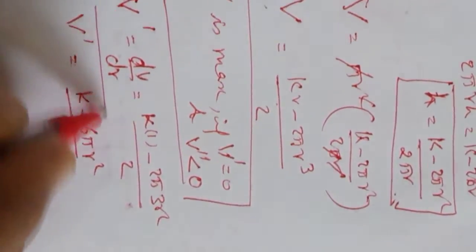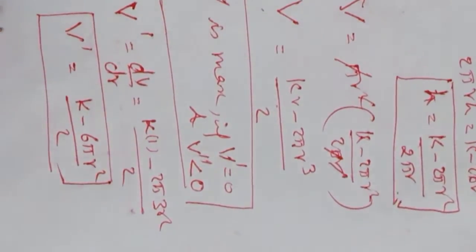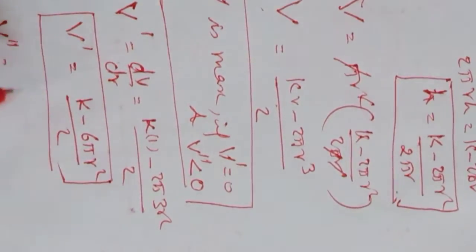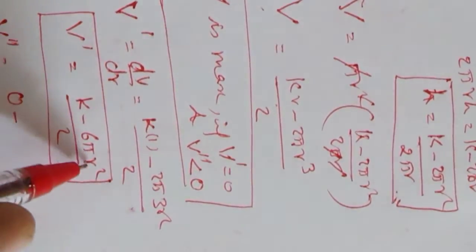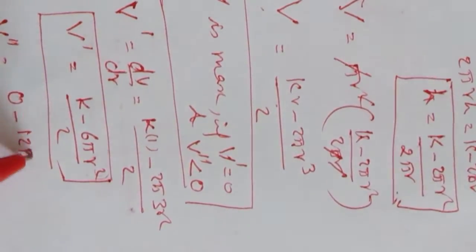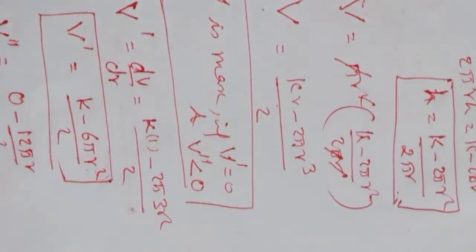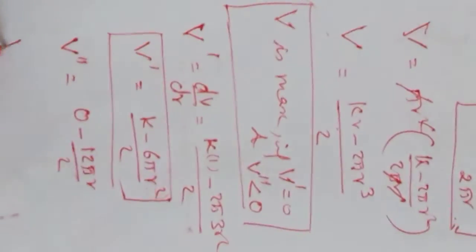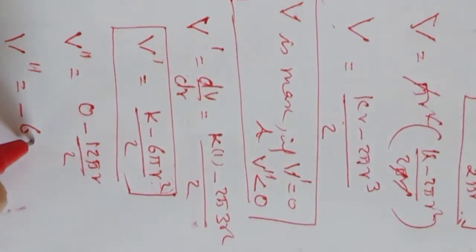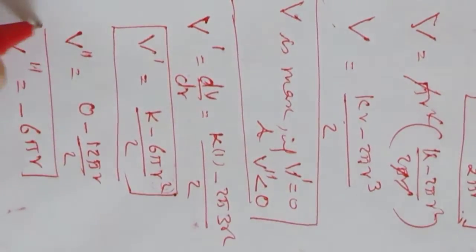So it's better you always write a simplified version, and then you can also find v double dash here itself. Now k is constant, so 0 minus, when you differentiate r squared, it comes down as 2r, so 12 pi r into r with respect to r is 1 by 2. So finally your v double dash is just minus 6 pi into r. So your second derivative is ready.